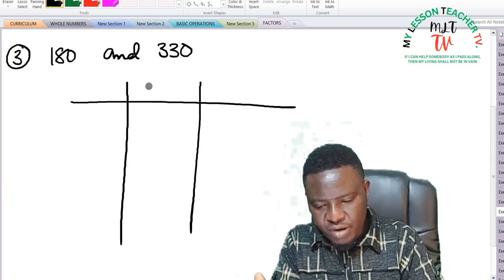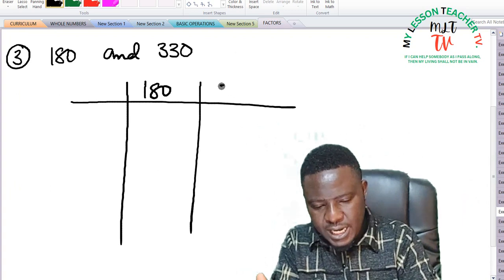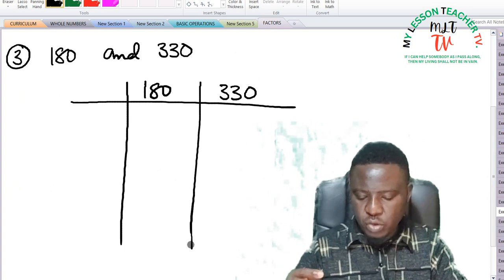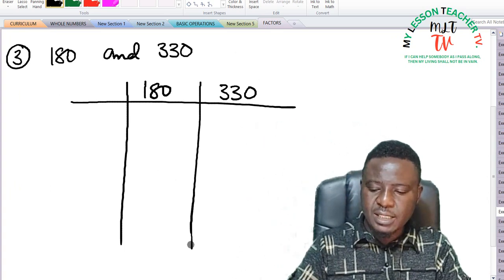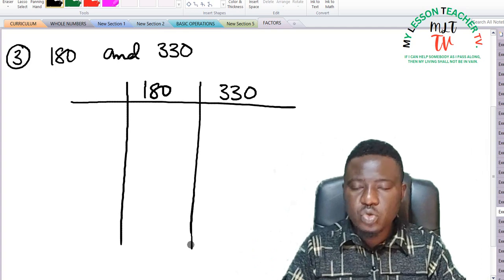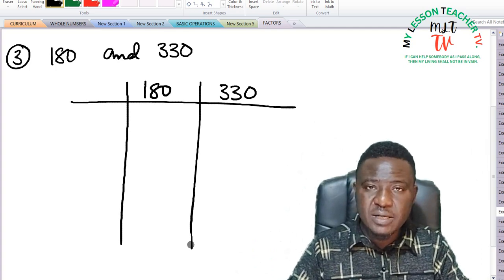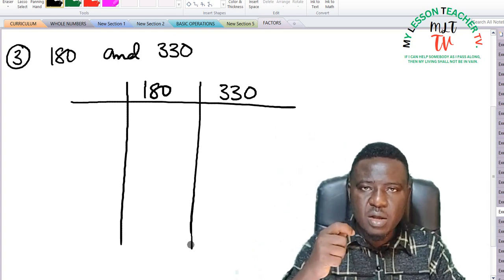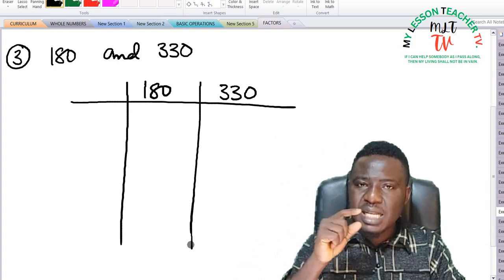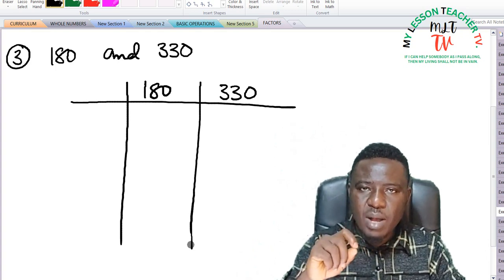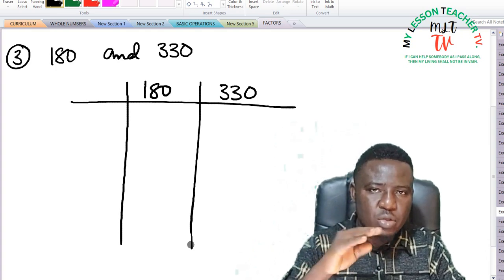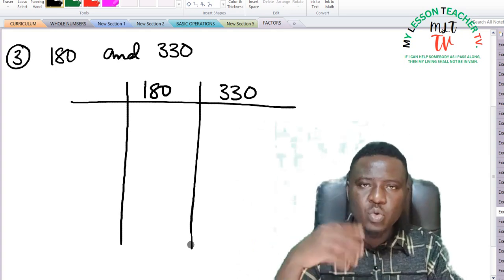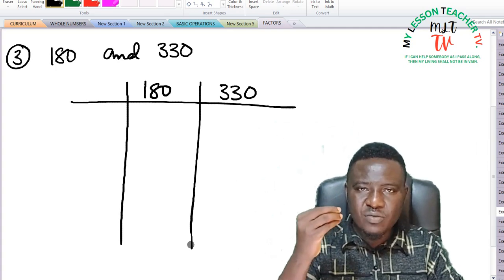Using the advanced prime factorization method, we have 180 and 330. We shall test the prime factors to see which can divide the two numbers. So 2 can divide 180 and 330. Reason being that the rule for divisibility by 2 states that for a number to be divisible by 2, its last digit must be a number that is divisible by 2. So 0 is divisible by 2 and it appears at the last digit of both. So automatically that number is said to be divisible by 2.